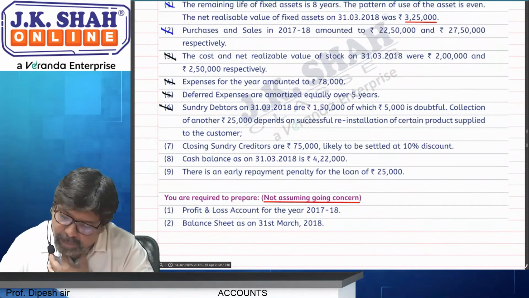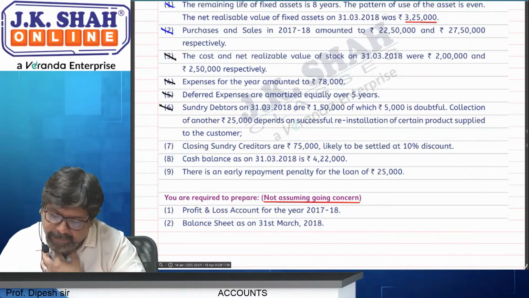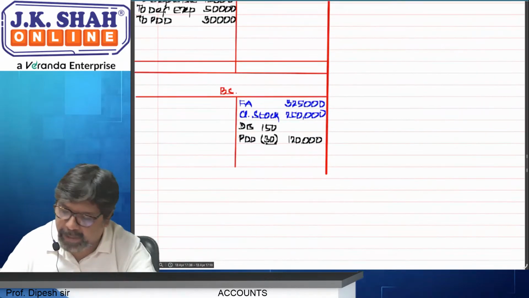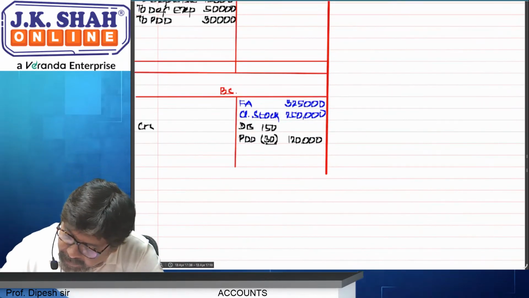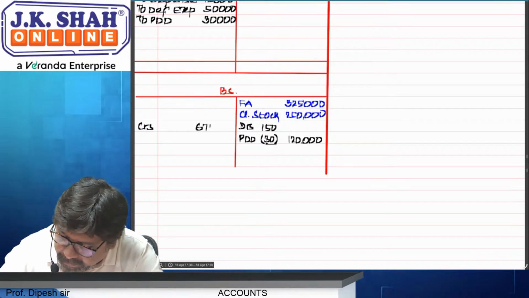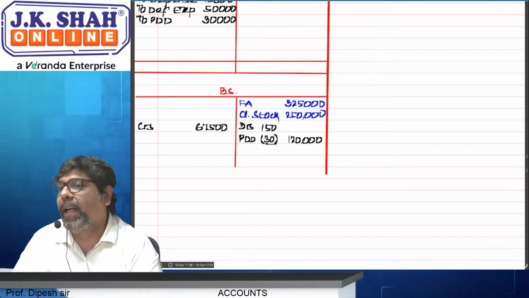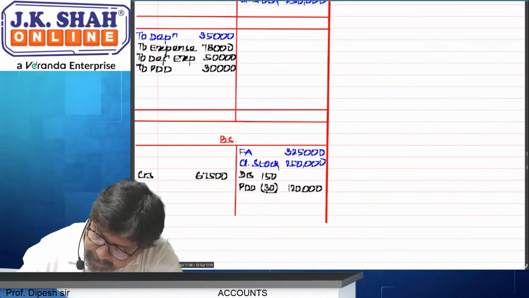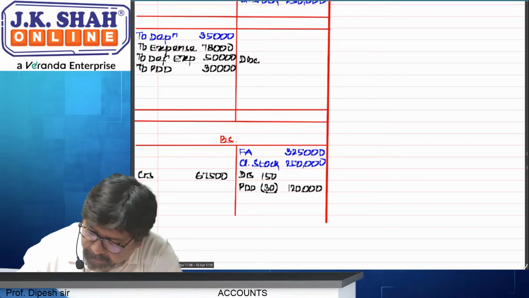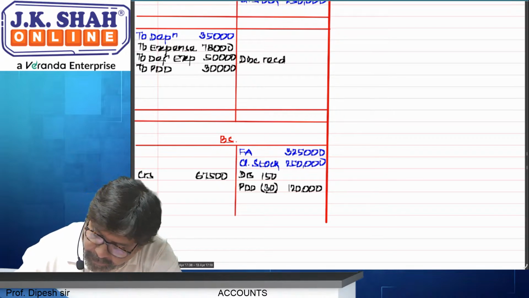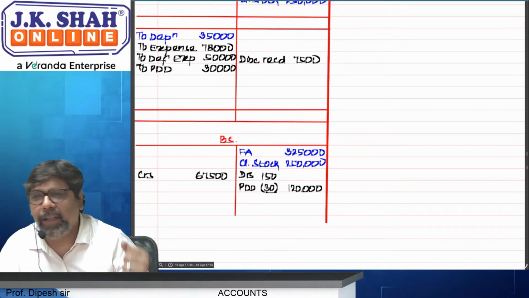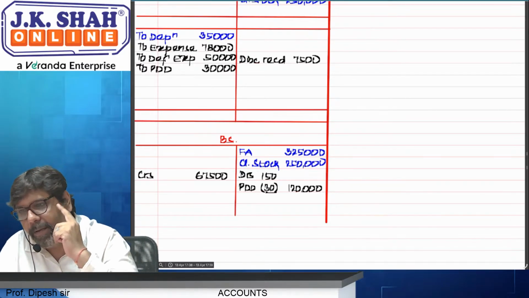Chalo, 6 also over. Sundry creditor 75,000 likely to be settled at a discount of 10%. What is the creditors ka value? 75 minus 10% is 67,500. Yes or no? How much? 7,500. Correct?